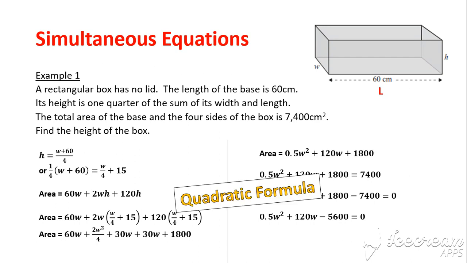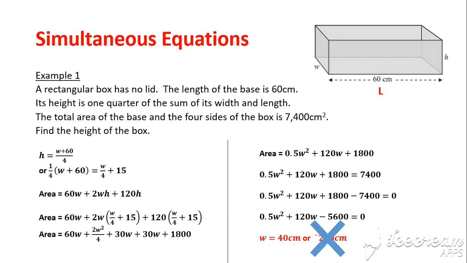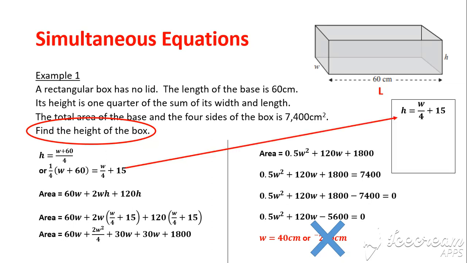So now let's solve it with the quadratic formula. There are two solutions for every quadratic, and the two solutions are 40 and negative 280. Now the negative 280 doesn't make sense because it's to do with length, so we can ditch the solution straight away and say the width is 40. But we wanted to find the height of the box, not the width. So we've got to quickly figure out the height. We know the height is W over 4 plus 15, so we can go 40 over 4 plus 15. 40 over 4 is 10. 10 plus 15 gives us a height of 25 centimeters. We've figured out the height of the box is 25 centimeters.